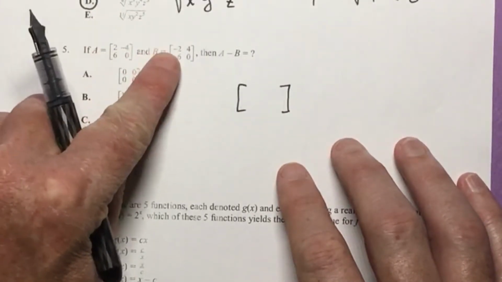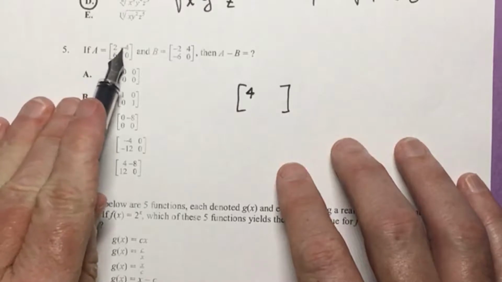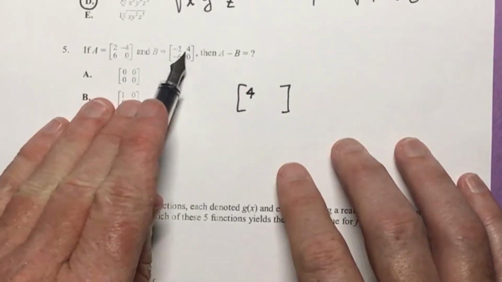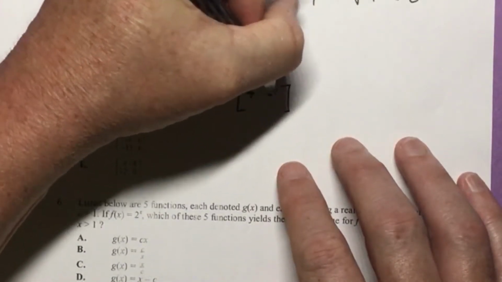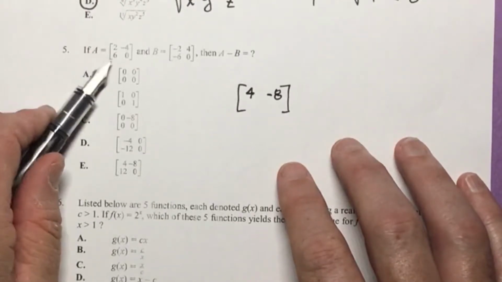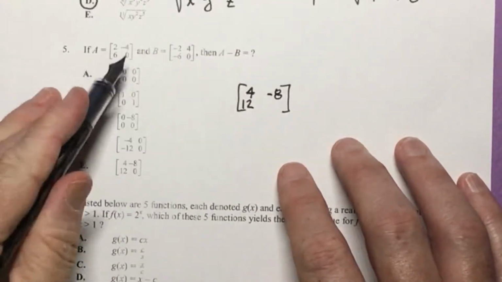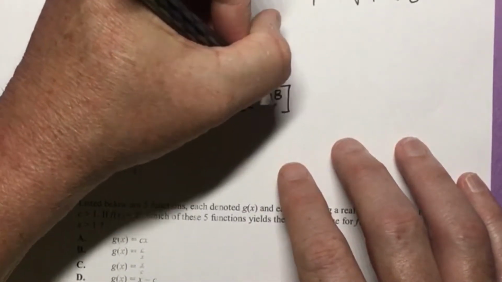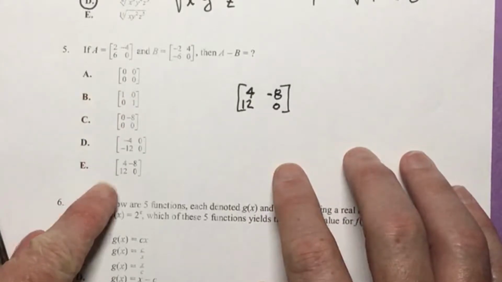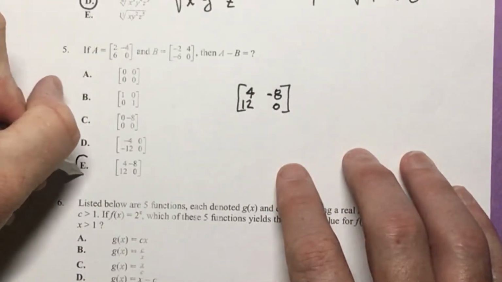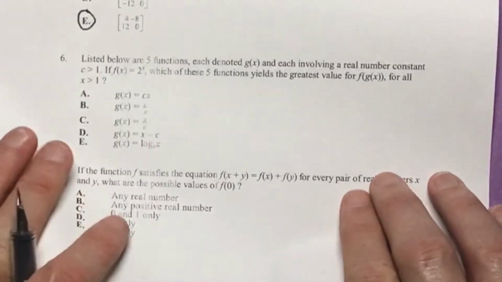So 2 minus a minus 2, that's 2 plus 2, or 4. Minus 4 minus 4 is minus 8. And 6 minus a minus 6 is a positive 12. And 0 minus 0 is a 0. So my matrix A minus B should be 4, minus 8, 12, 0. Answer E. Lovely. Lovely.